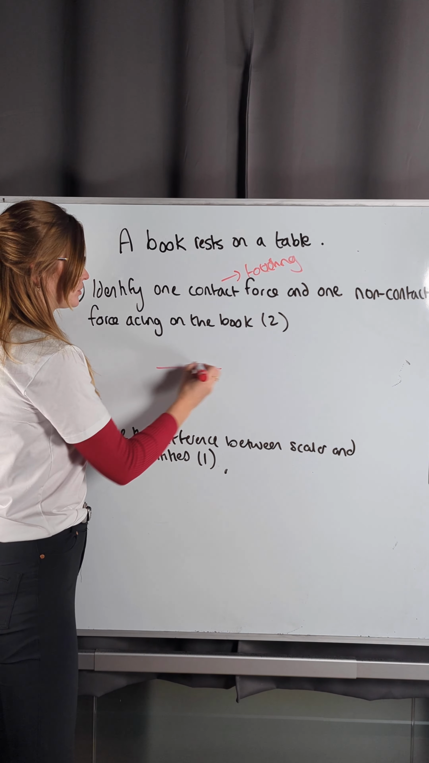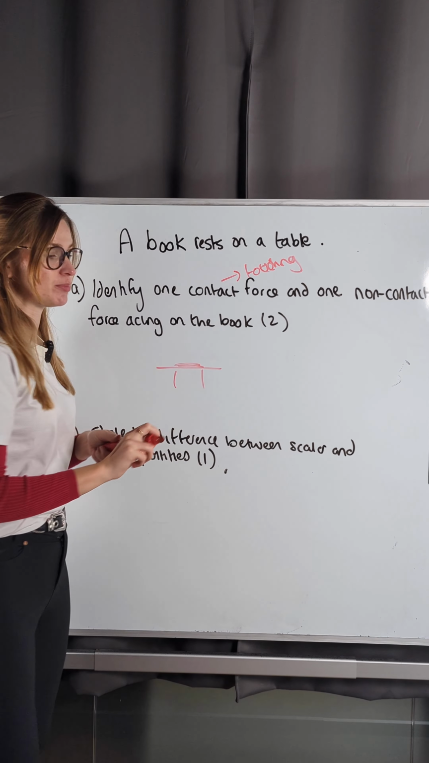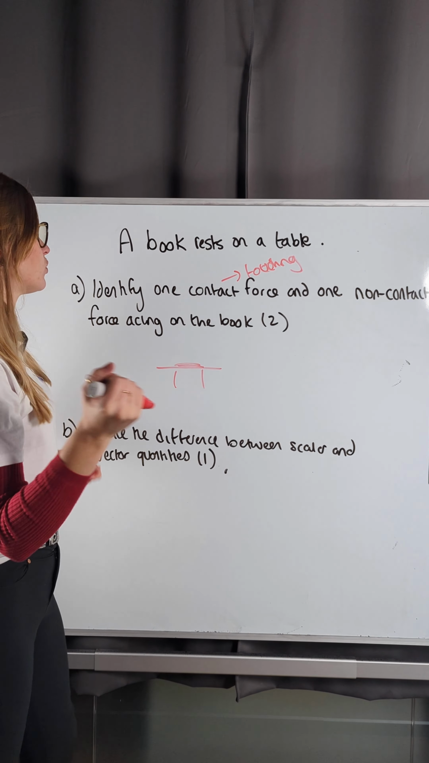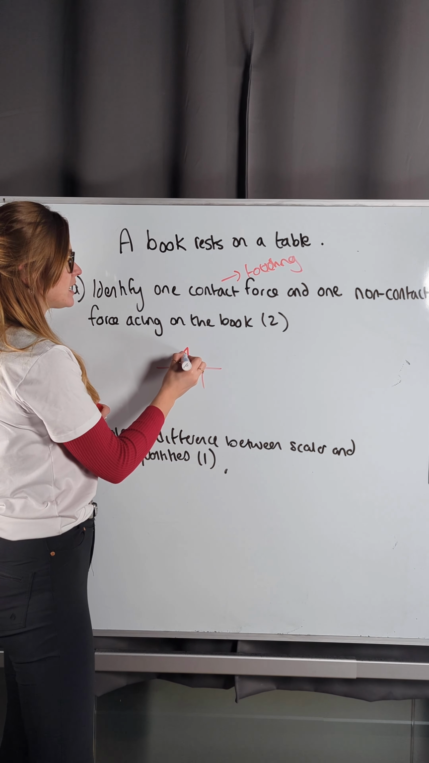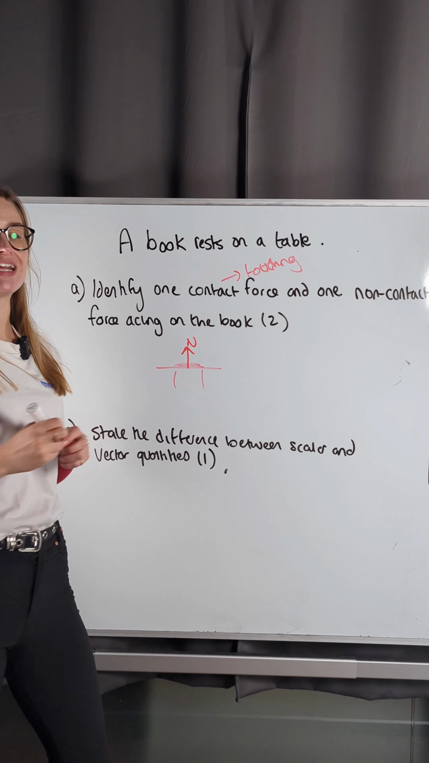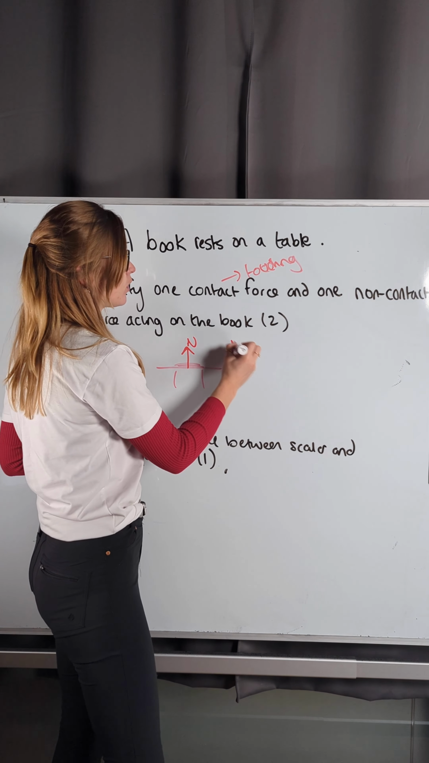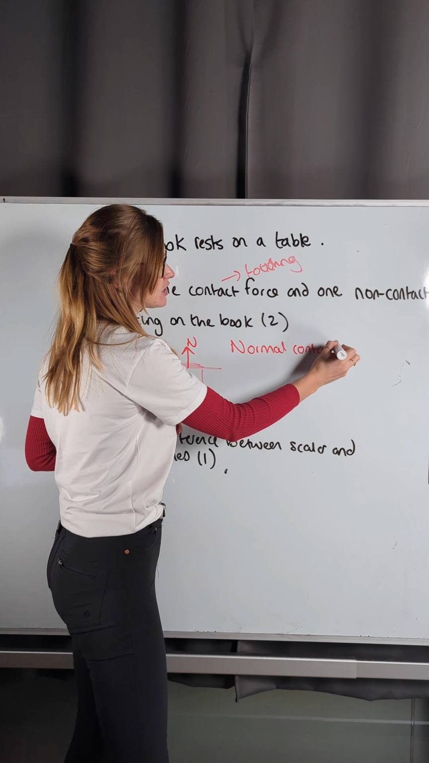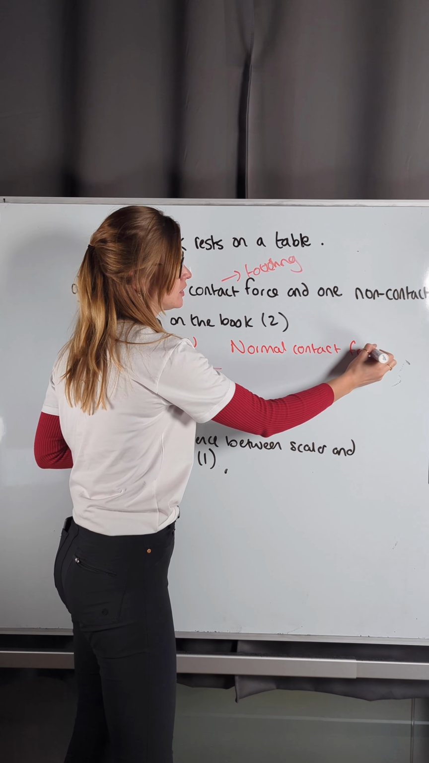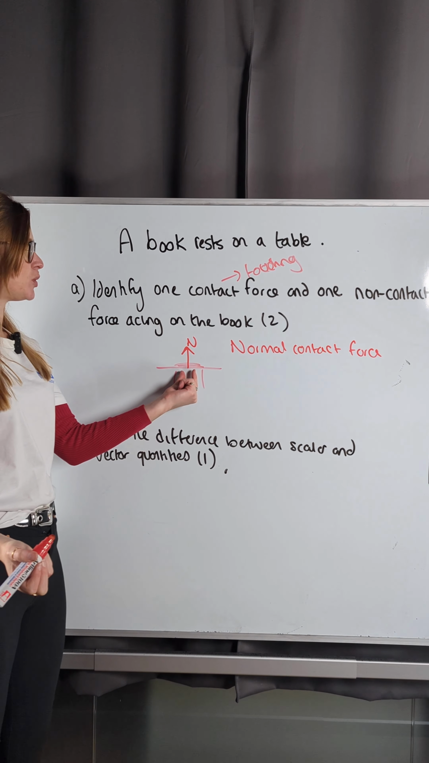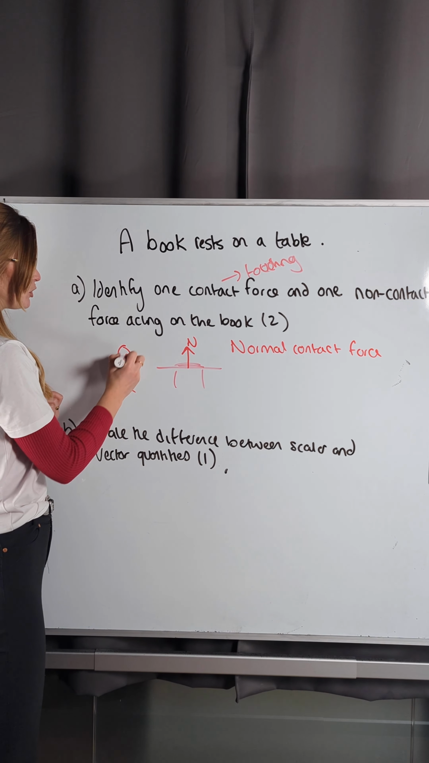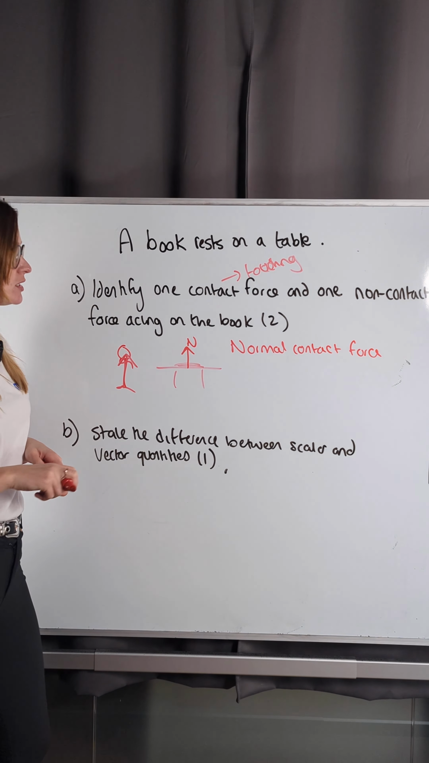So if I've got a book on my table, it's a terrible color pen, so we're going to switch it. If I've got my book on my table, a contact force, something that is touching it, is going to be that normal contact force or that reaction force from the table. Okay, so one force is the normal contact force. That one's probably easier because it's got the word contact in its name. So the normal contact force, that's what's pushing the book from the table. Same way when I'm standing on the ground, there's a force pushing me up from the ground. That's my normal contact force.